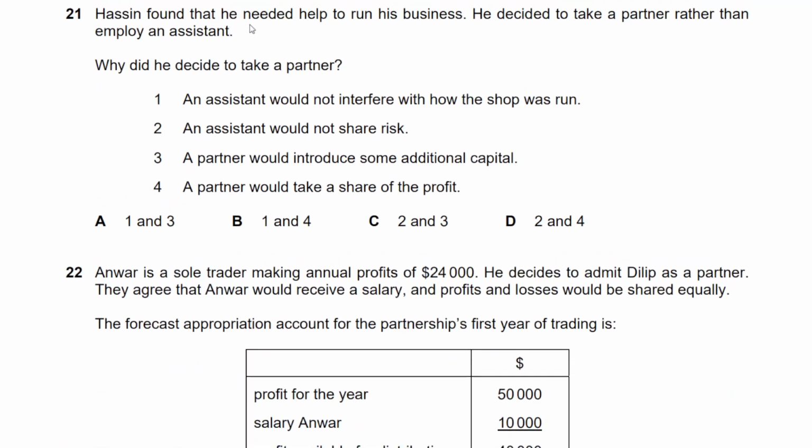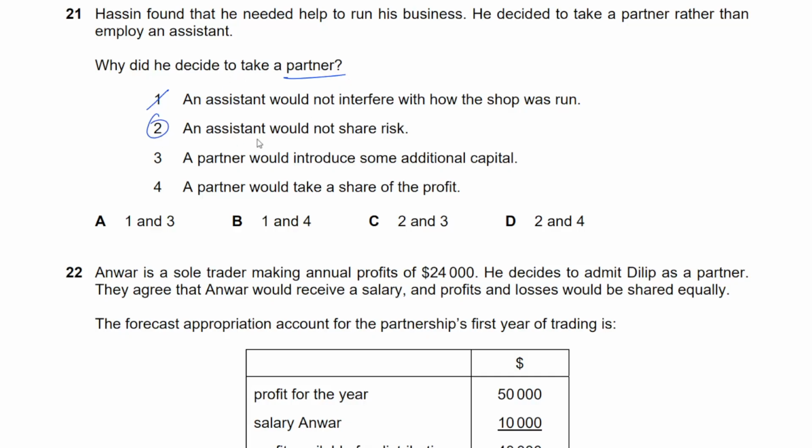Number 21. Hassan found that he needed help to run his business. He decided to take a partner rather than employ an assistant. Why did he decide to take a partner? An assistant would not interfere with how the shop was run. Well, that would be a reason to take an assistant. An assistant would not share risk. Yeah, that's why he took a partner.